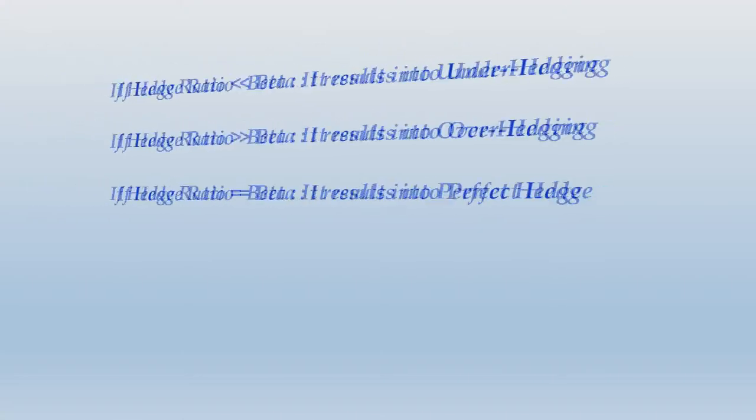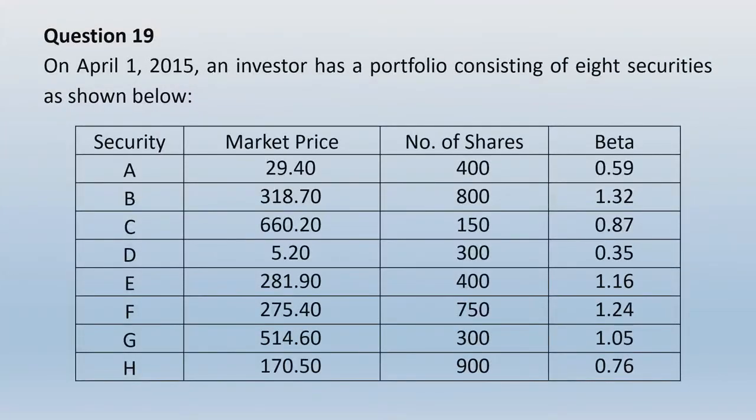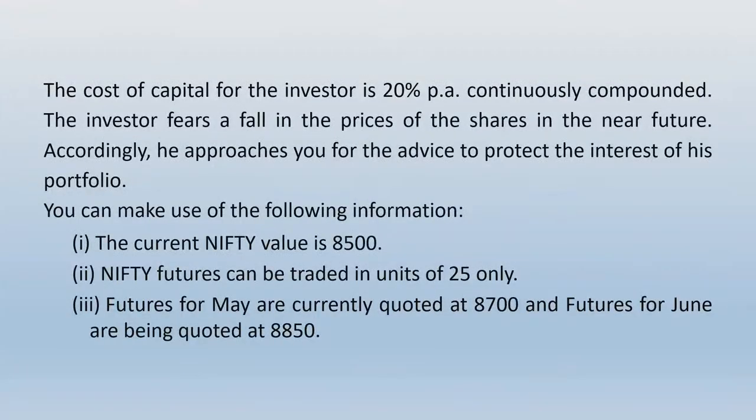Alright friends, let us move ahead and take up the next example given in question number 19. Now question 19 is slightly bigger. Please handle it very well. On 1st April 2015, an investor has a portfolio consisting of 8 securities as shown below. You have securities A, B, C, D, E, F, G, H, market price and number of shares given and beta given. Each security's beta is given to you. Further, cost of capital for the investor is 20% per annum, continuously compounded. The investor fears a fall in the price of the share in the near future. Accordingly, he approaches you for the advice to protect the interest of his portfolio. You can make use of the following information.